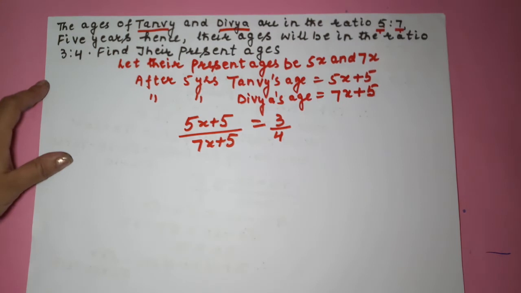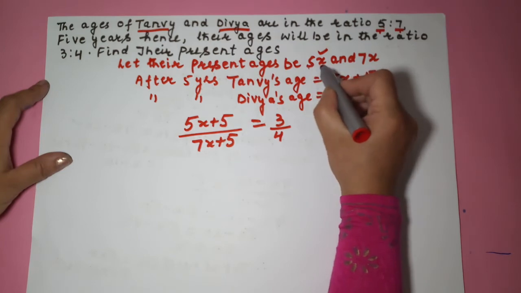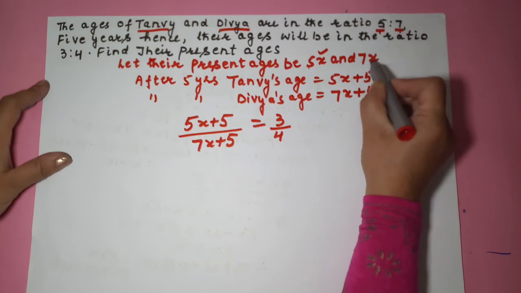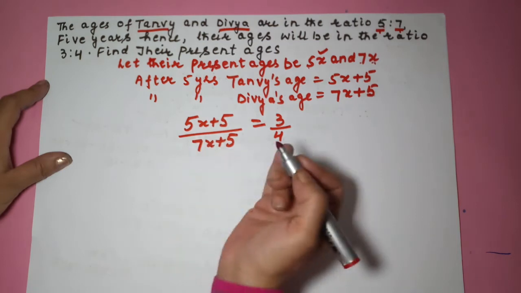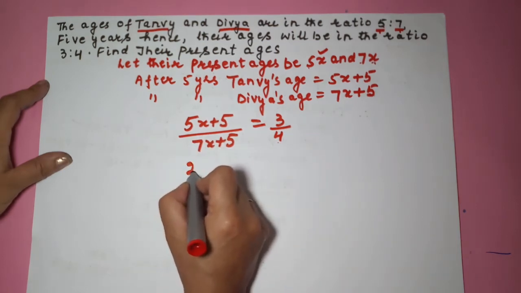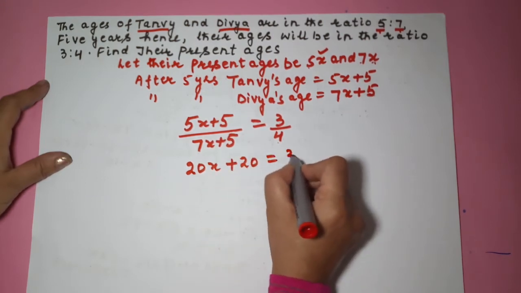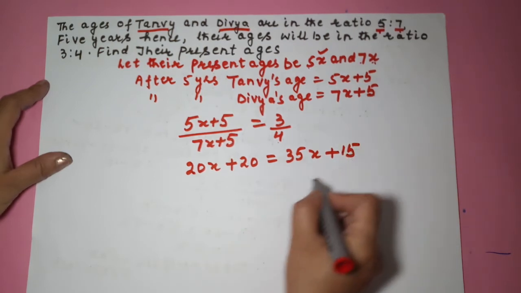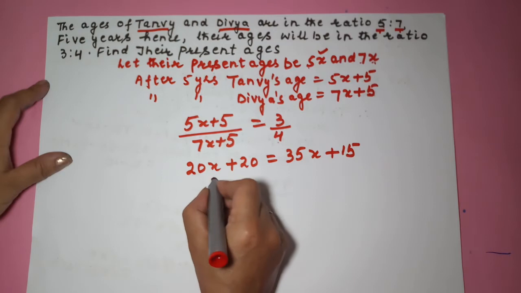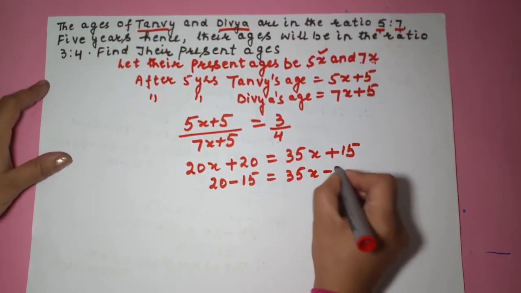Now, in order to get their present ages, we need to get this x. If I get x, I will substitute that here to get Tanvi's present age and substitute the value of x here to get Divya's age. Okay, let's cross multiply. We get 5 fours are 20x plus 20 is equal to 35x plus 15. Let's shift this 15 to this side and 20 to this side. We'll get 20 minus 15 is equal to 35x minus 20x.